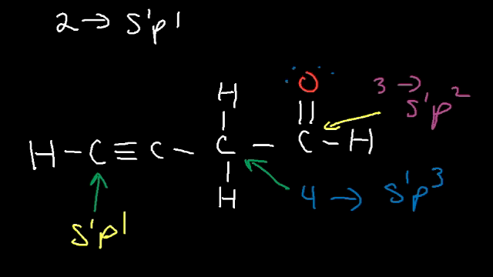Now what about the oxygen atom? The oxygen atom is attached to a carbon atom, and it has 2 lone pairs. So it has 3 groups if you count the lone pairs. And so it's also sp2 hybridized. Now what about the hydrogen atom? It's only attached to 1 carbon atom, so if it has only 1 group, the hybridization is simply s.